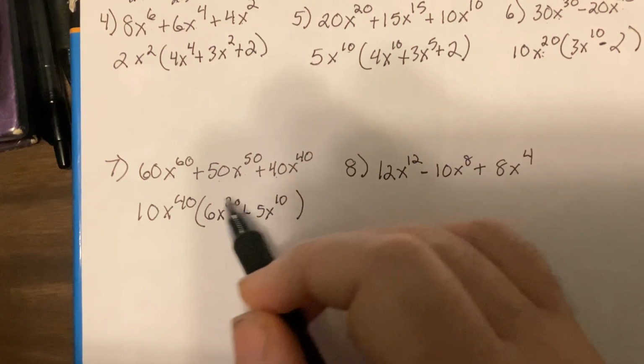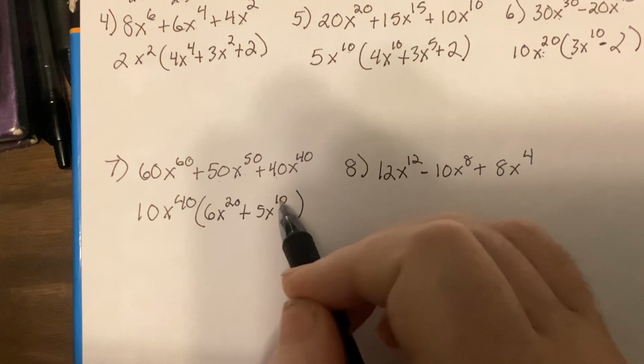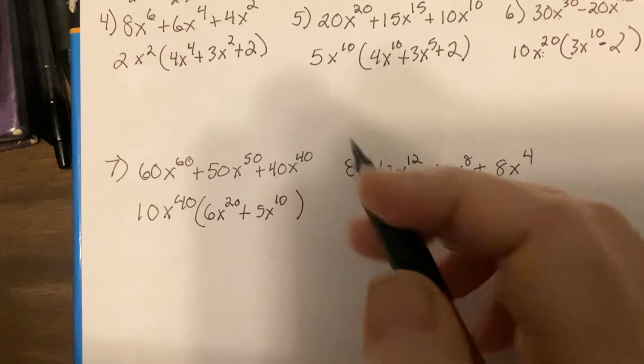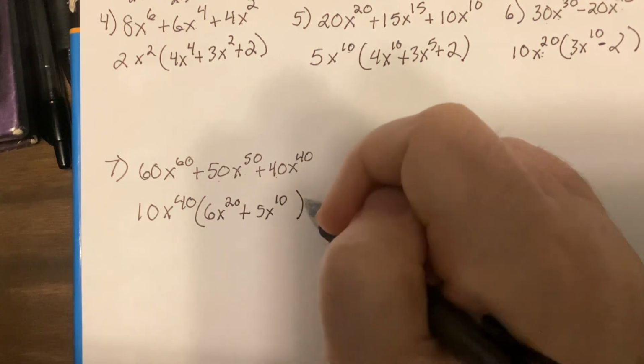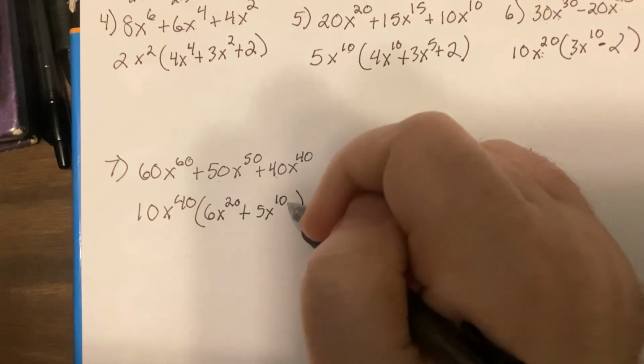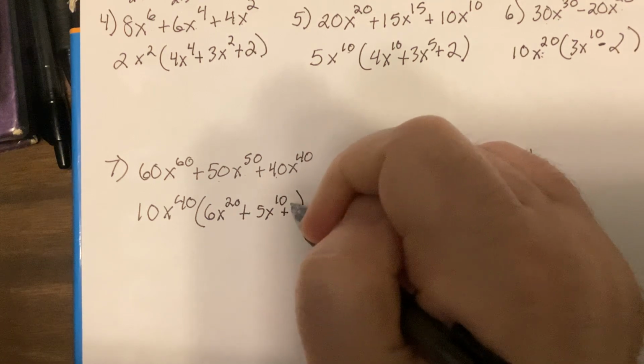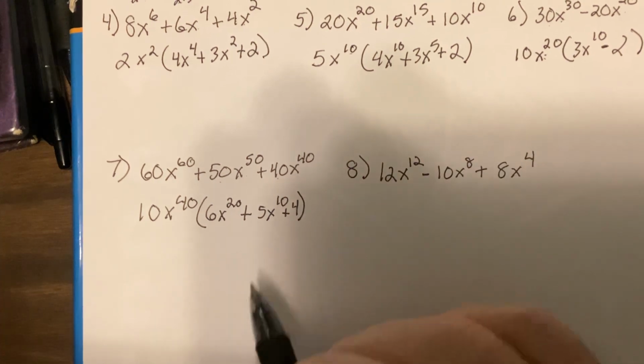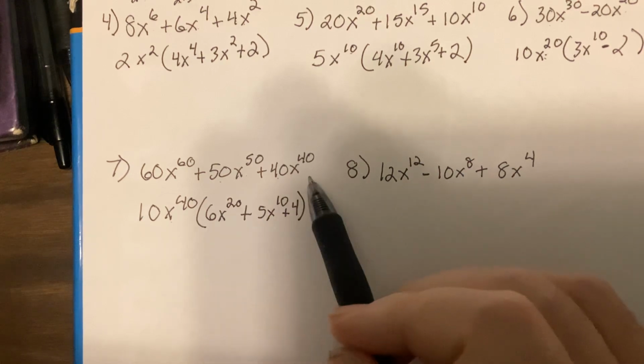Because when you multiply two things with the same base, you add the powers. 10 plus 40 is 50. And I sort of didn't leave myself enough room, I guess. This would be plus 4, because we already have x to the 40th.